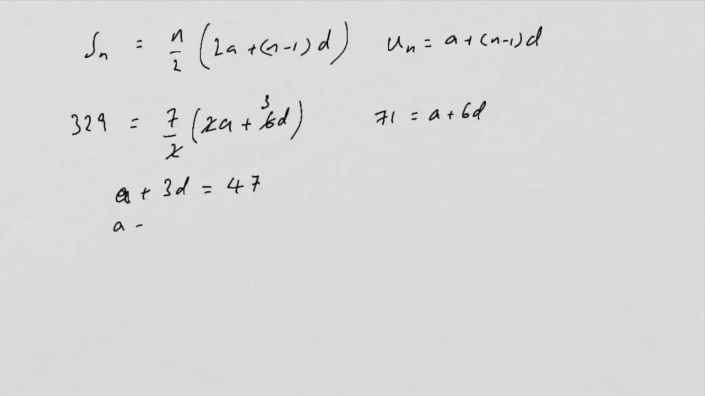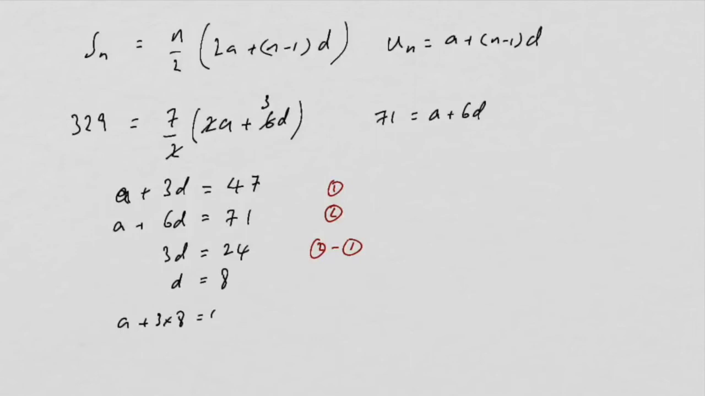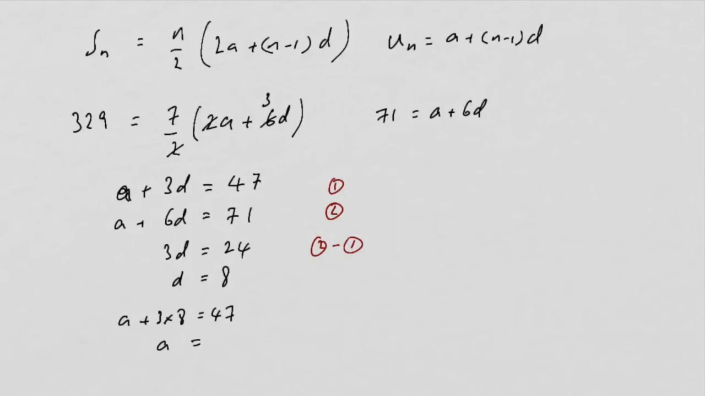We also have a plus 6d is 71. That means we can subtract these. So if that's equation 1 and that's equation 2, we do equation 2 take away equation 1, and that leaves us with 3d equals 24. Divide by 3 gives us d equals 8, and then sub that back in and we get a plus 3 times 8 is 47. 3 8s are 24, subtract that, and that leaves us with a equals 23.